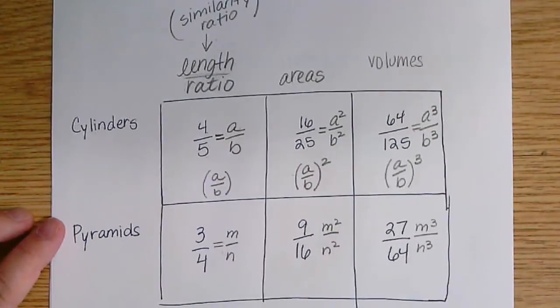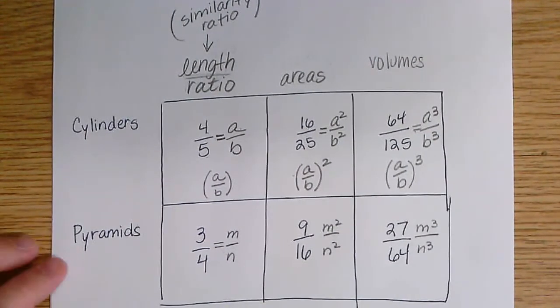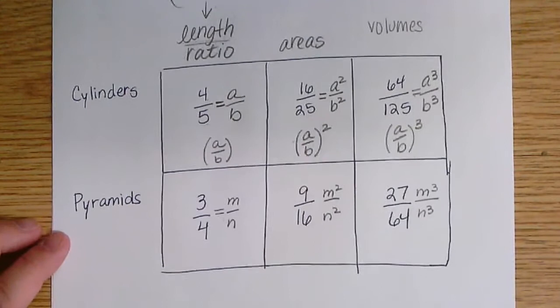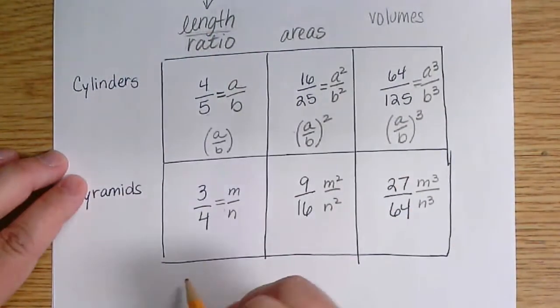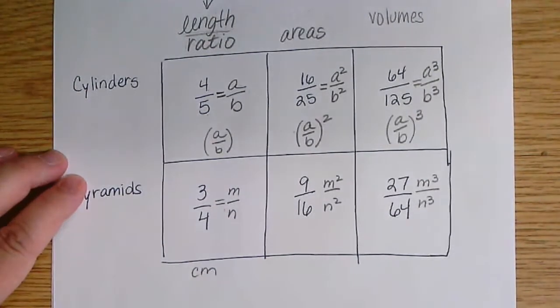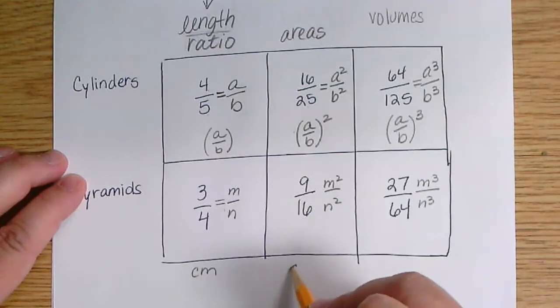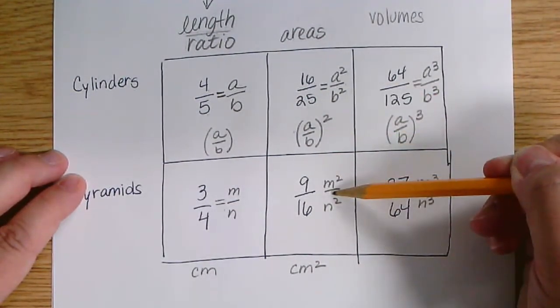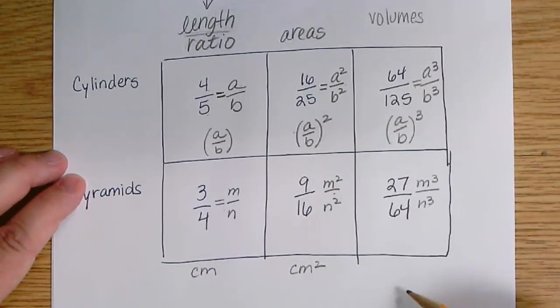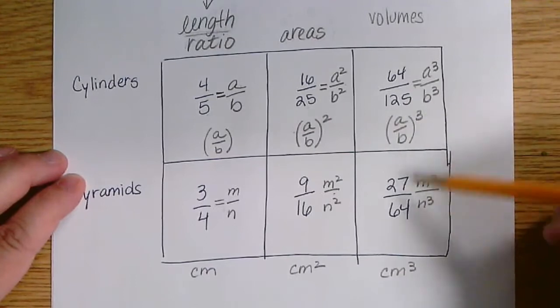To me, the easiest way to remember this is to think about units. Let's pick a unit, centimeters. I would measure length in centimeters if that's what I'm using. What would the area be if I'm using centimeters? Squared centimeters, just like this is squared. What would volume be in terms of centimeters? Cubic centimeters, just like this is cubed.